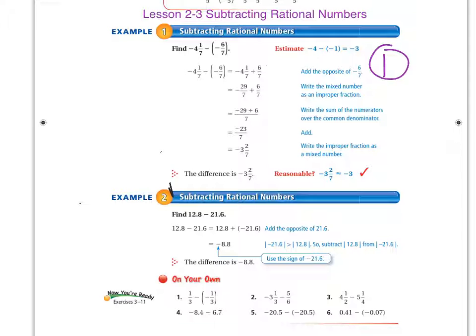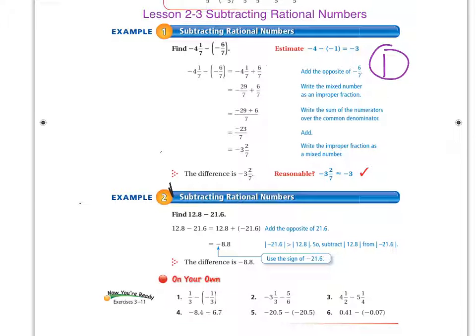Well, the absolute value of negative 29 is 29. The absolute value of 6 is 6. 29 minus 6 is 23. So our answer then is going to be negative 23 over 7. Okay? Now, the problem with integers and fractions is you have all of these steps.